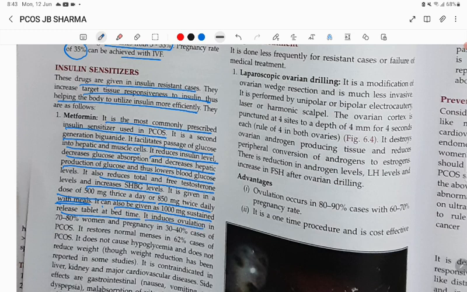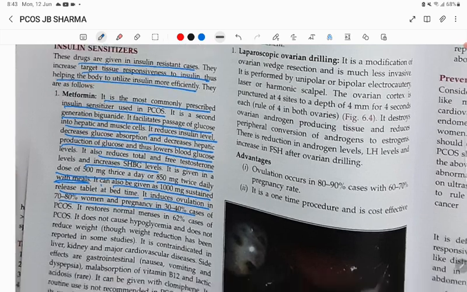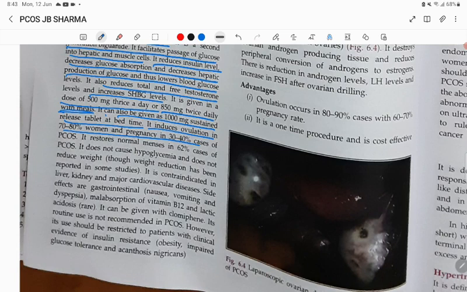It induces ovulation in 70 to 80% of women, with a pregnancy rate of 30 to 40%, and it restores normal menses in 62% of cases. It does not cause hypoglycemia and does not reduce weight. It is less contraindicated in some studies, except in liver, kidney and cardiovascular disease. Side effects include gastrointestinal nausea, vomiting, dyspepsia, malabsorption of vitamin B12, and rarely lactic acidosis.